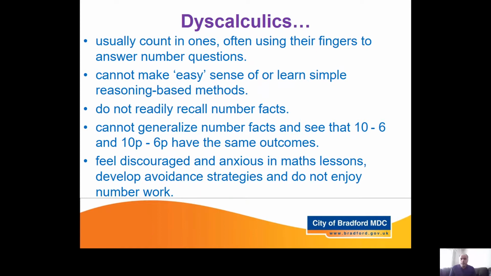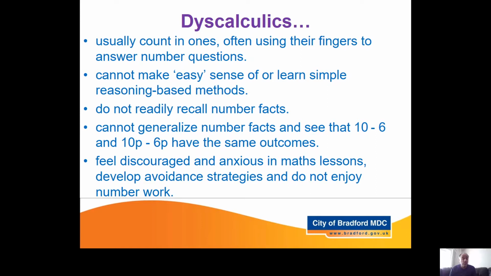They don't make sense of numbers easily, they don't recall number facts easily, and they can't generalise either, so they might learn 10 take away 6 is 4 in one context, but in another context they'll have to figure it out again from first principles. And as you can imagine, they're going to be discouraged and anxious in maths lessons and develop avoidance strategies, which is not a surprise really, is it?